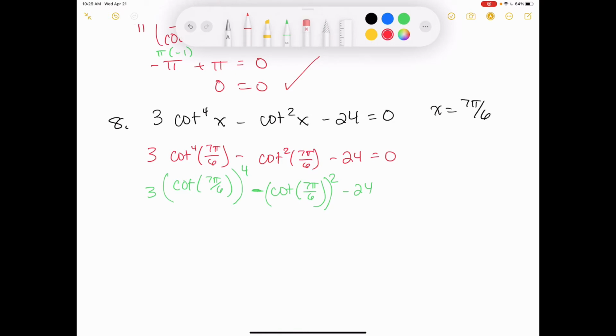Okay, so obviously cotangent is not something we know off the top of our head. But we do know tangent, or we should. I'll grab a unit circle just because I don't know if y'all remember it off the top of your head. It's 7 pi over 6. Where's 7 pi over 6? Down here. So the tangent of 7 pi over 6 is root 3 over 3.